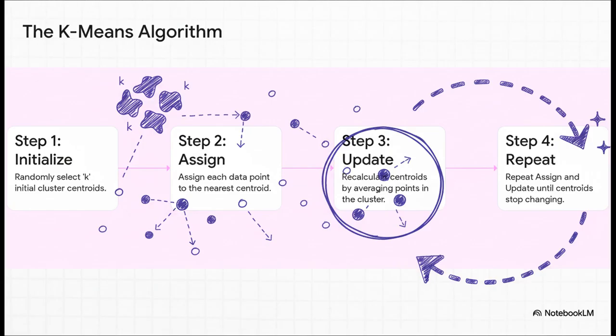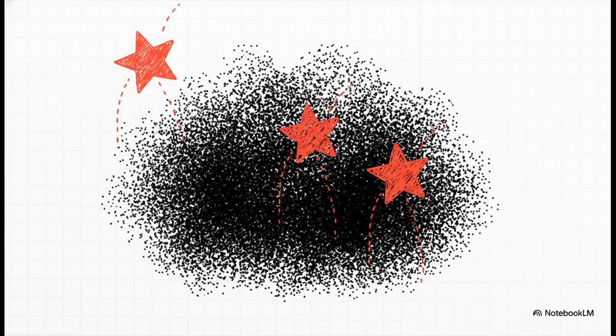This is what we call an iterative process, which is just a fancy way of saying the algorithm does these steps over and over and over, getting a little bit smarter with every single cycle. First up is initialize. The algorithm literally starts by making a guess. It just randomly drops a few starting points. We call these centroids. And you can see them here as the red stars right on top of our data. And believe it or not, this totally random start is a super important part of the whole process.